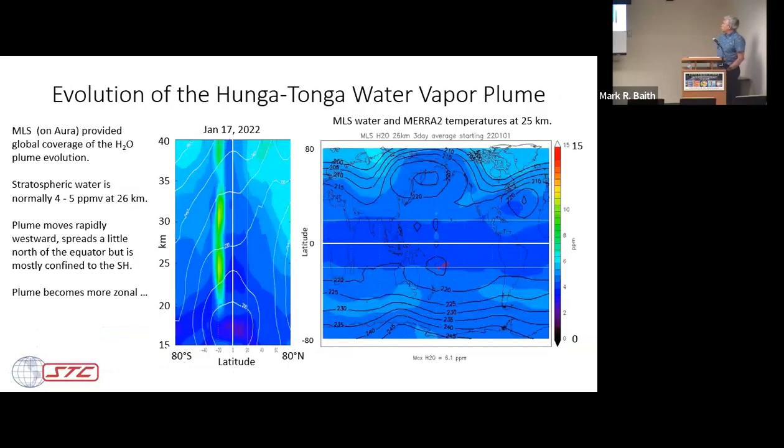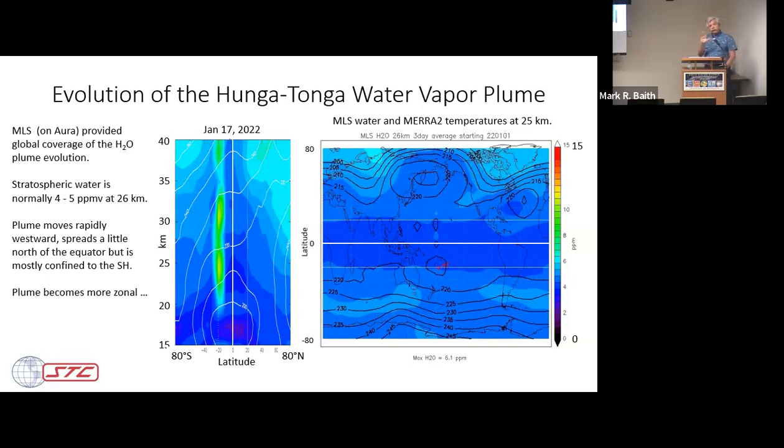So now I'm going to switch to the water vapor plume. This shows January 17th, the water vapor from MLS. The Microwave Limb Sounder was the one that provided the most useful data on the water vapor plume. It's a limb sounding measurement, so it gets a long track north to south. It's in sun synchronous orbit, about 1:30 crossing time. It's on Aura. And so the location of the tracks are about 25 degrees longitude apart.